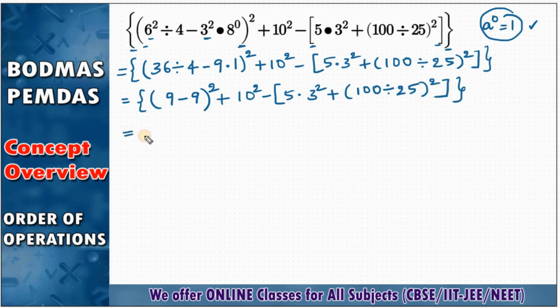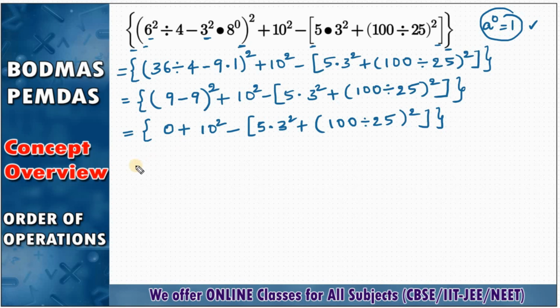Here open the bracket. On simplifying, 9 minus 9 is 0. 0 to the power of 2 is always 0. Plus 10 square minus, write the remaining as it is, 5 into 3 square plus of 100 divided by 25, whole square and the brackets. So this part is over.